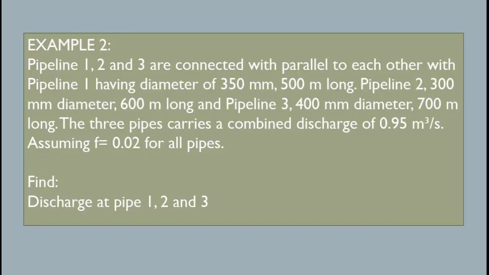Example number 2. Pipeline 1, 2, and 3 are connected parallel to each other, with pipeline 1 having a diameter of 350 mm, 500 meters long. Pipeline 2, 300 mm diameter, 600 meters long, and pipeline 3 is 400 mm diameter, 700 meters long. The three pipes carry a combined discharge of 0.95 cubic meters per second. Assuming f is equals to 0.02 for all pipes, find the discharge at pipe 1, 2, and 3.